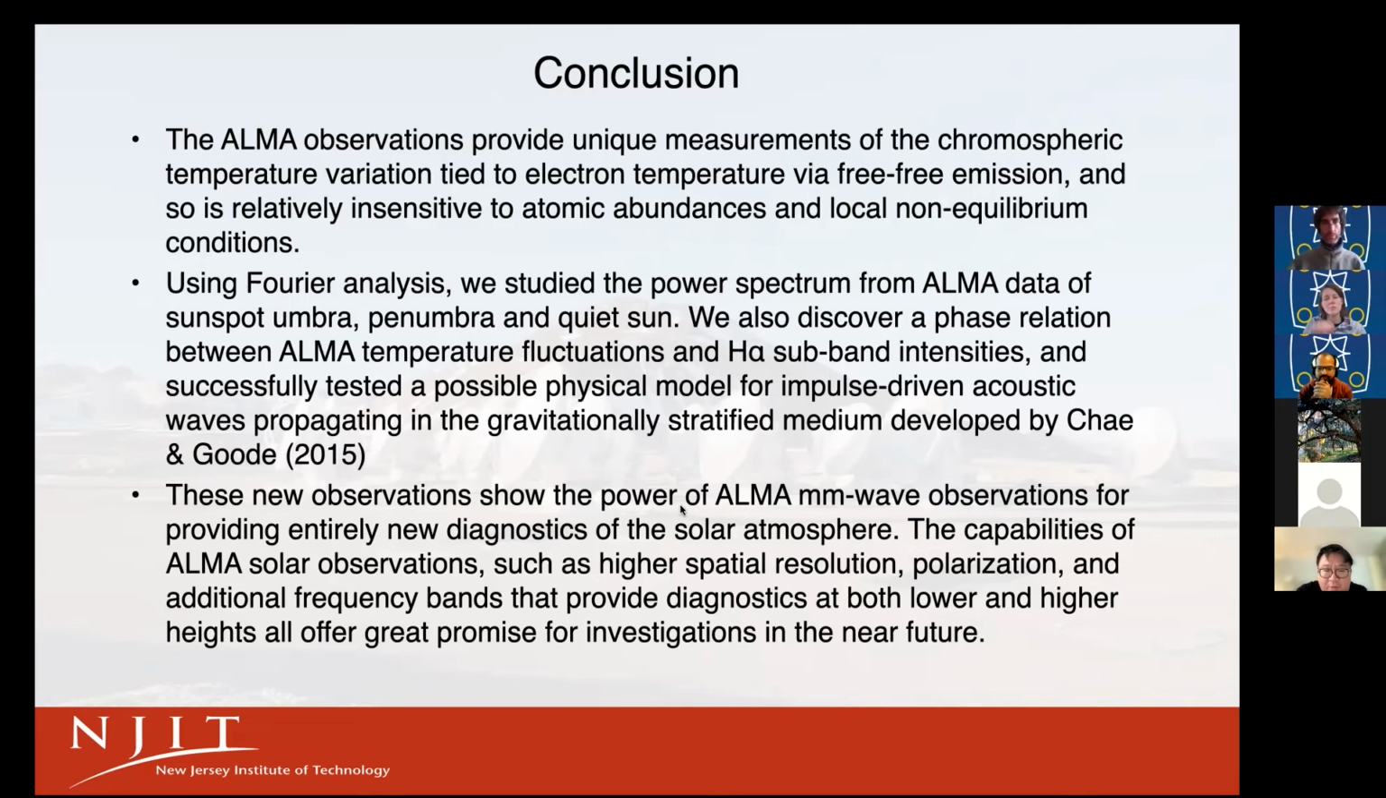The important point is that this observation shows the power of ALMA millimeter wave observation for providing an entirely new diagnostic of the solar atmosphere. The capabilities of ALMA solar observations, such as higher spatial resolution, polarization, and additional frequency bands that provide diagnostics at both lower and higher heights, all offer great promise for investigations in the near future. Okay, that's the end of my presentation.